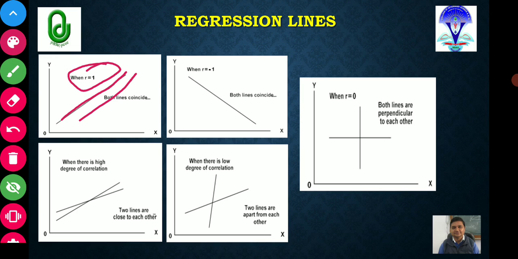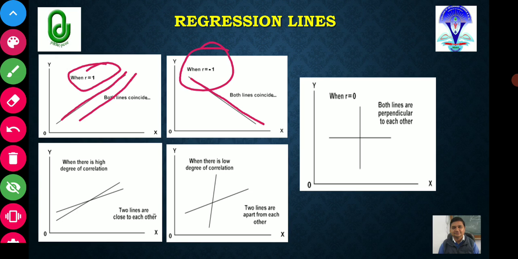Another case is if the correlation coefficient is -1. Same thing here again, both lines will coincide, but when you proceed from left to right, the lines will be going downward. From upward, it will be going downward. So this is the difference between the regression line when the correlation is positive 1 and when the correlation is negative 1.